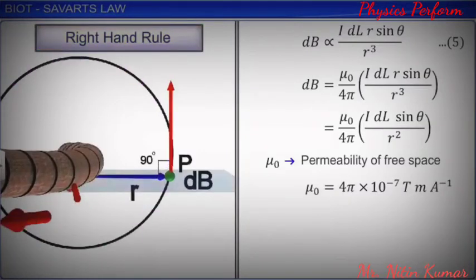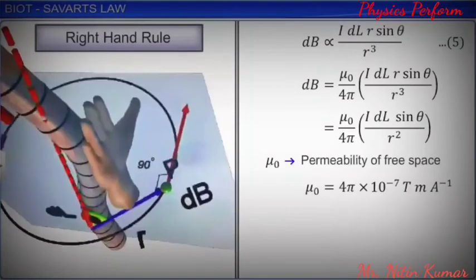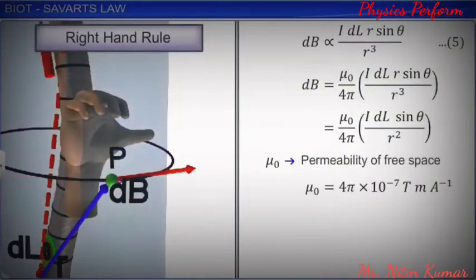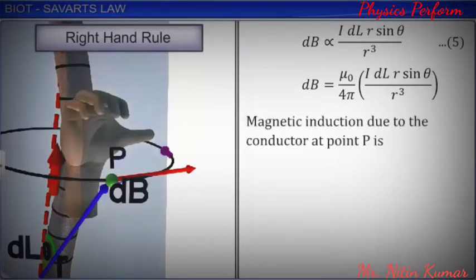According to the right-hand screw rule, if we place our stretched palm along the direction of dl, and we now curl our fingers in the direction of vector r, the thumb of the right hand held perpendicular to the stretched palm gives the direction of the magnetic induction dB at point P. The magnetic induction B is obtained by integrating dB in suitable limits. Magnetic induction at point P is B equal to integral dB.